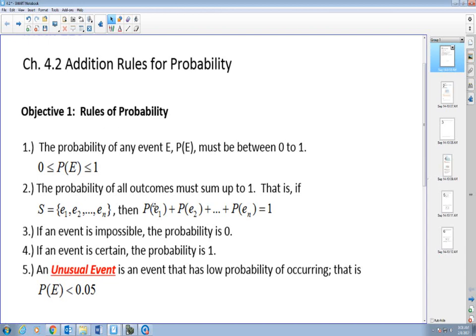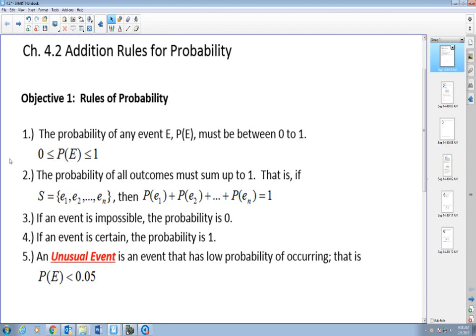The rules for probability says the probability of any event E must be between 0 to 1. So that means you cannot have a negative probability and your probability cannot be greater than 1. 1 being 100%, the highest is 100%. So it can be anything in between.